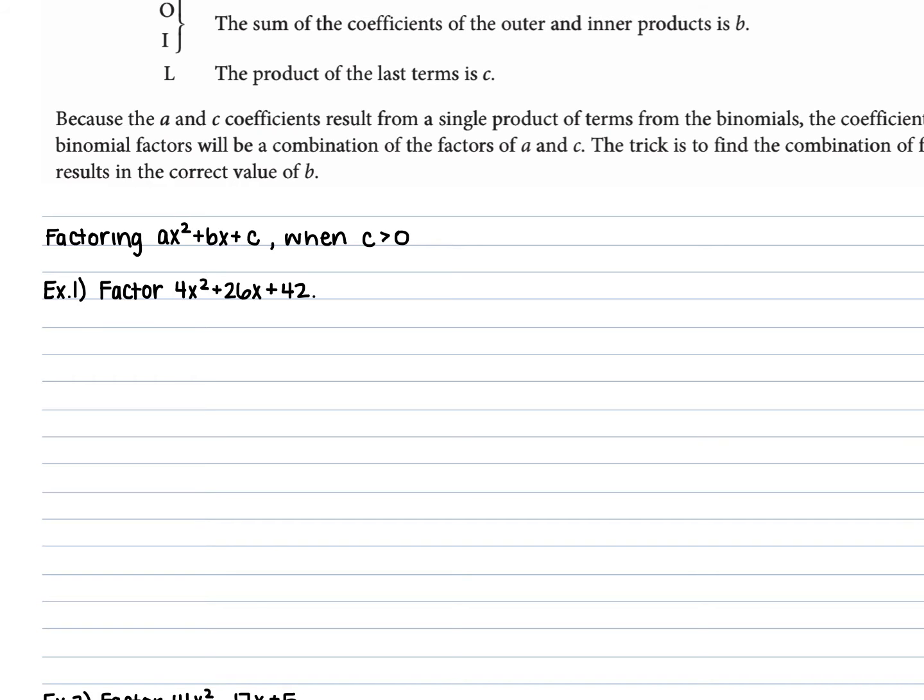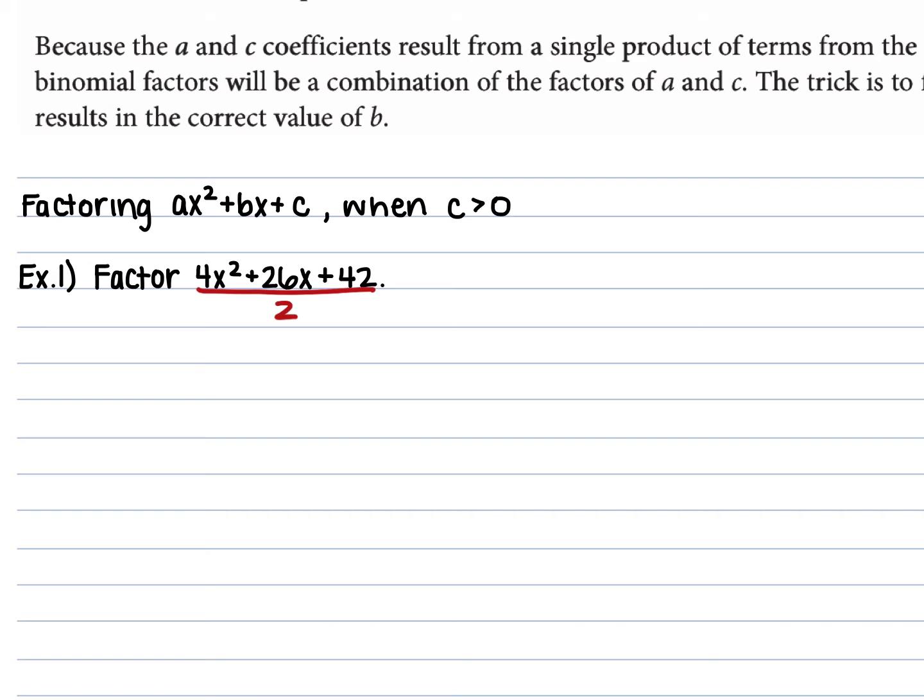If we look at example 1, we have 4x squared plus 26x plus 42. First thing that we look at is if we have a greatest common factor. All three of these numbers are even, so they are divisible by 2. So start by factoring out a 2. So we're going to divide each of these terms by 2. This is going to leave us with 2 times 2x squared plus 13x plus 21.